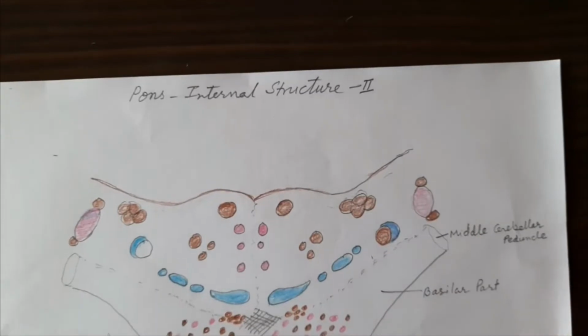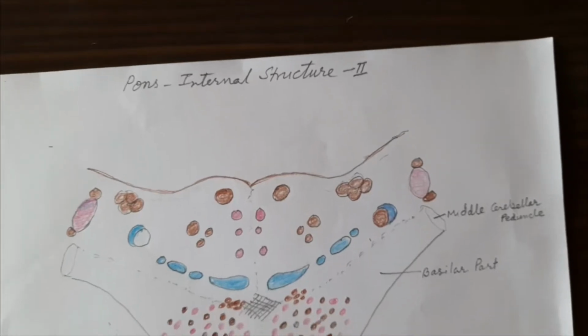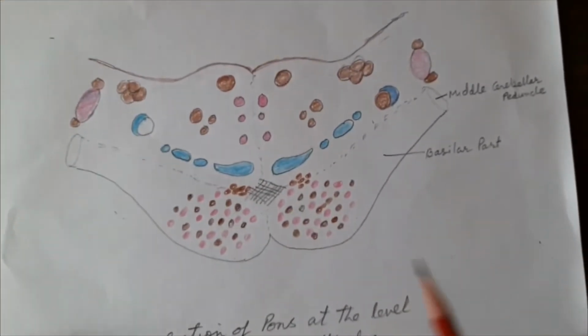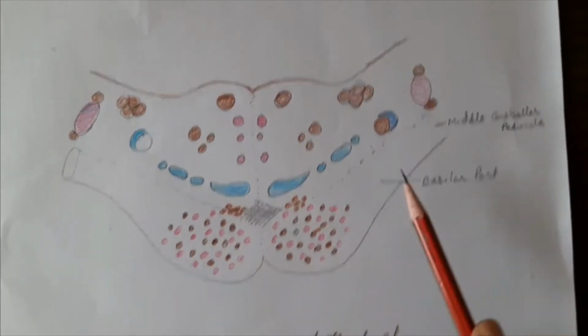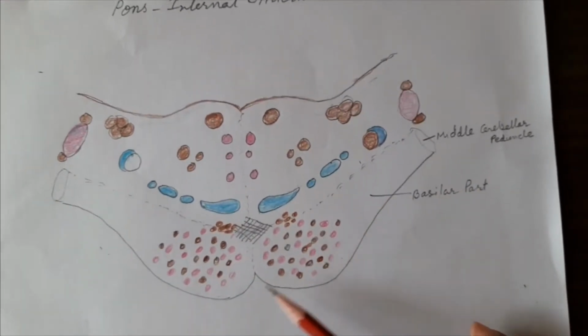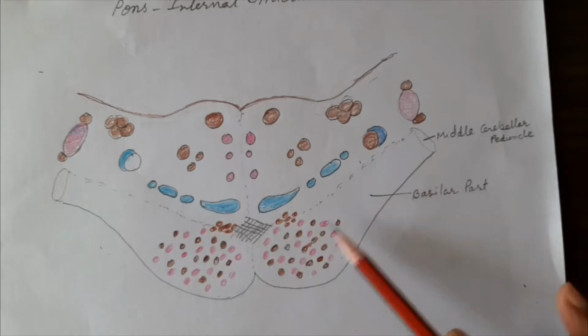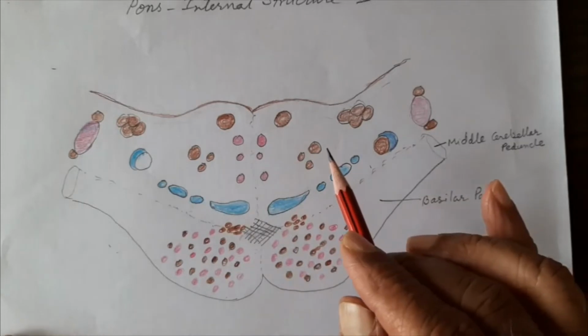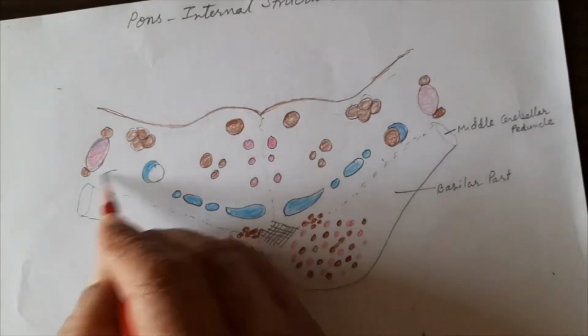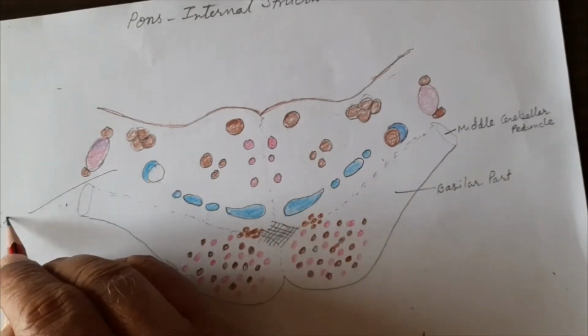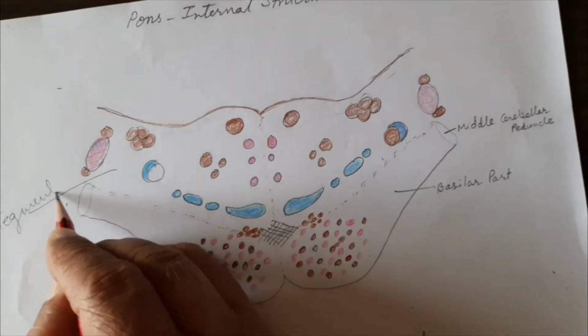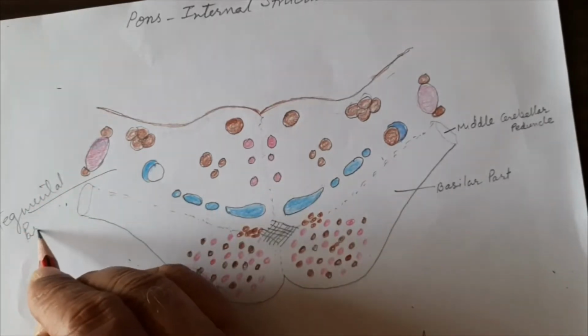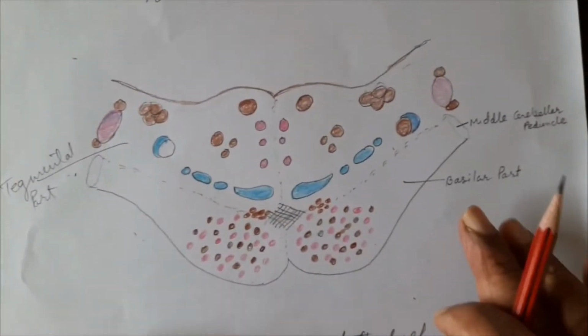Welcome back students. This is the second video on the internal structure of pons. In the first video I told you about the internal structure of the basilar part. The basilar part in cross section is ventrally located, while the tegmental part is located posteriorly. So this is the tegmental part, located posterior to the basilar part.